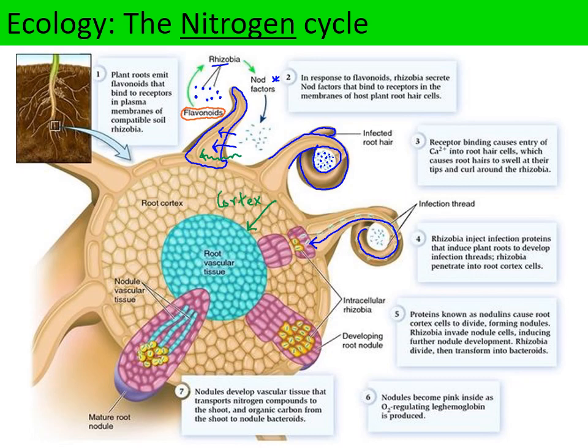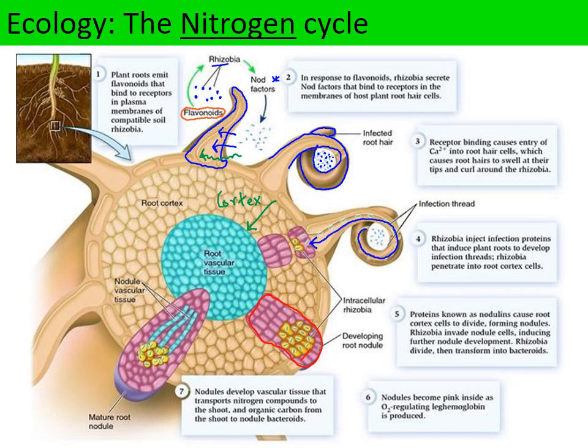So these cortex cells become infected with rhizobia. And inside the cortex cells, these bacteria can divide, and they produce more chemicals, causing the cortex cells themselves to divide. So infection with rhizobia causes the cortex cells to divide, and this starts to form the nodule. So we can see here, this is a nodule starting to form where the cortex cells continue to divide. We know inside the cortex cells we've got bacteria called rhizobia.